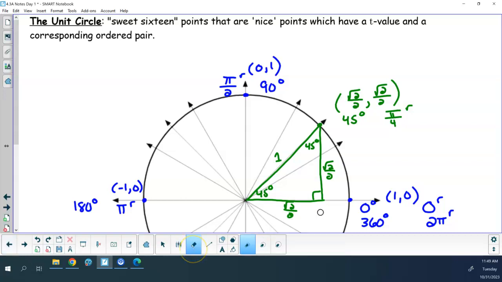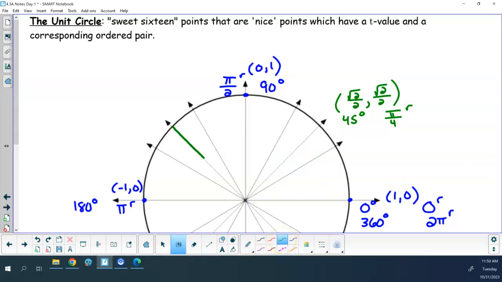So now we can go over here and we can come to this point. Now here is my 45 degree angle there. Right angle here. 1 there. Square root of 2. Square root of 2. What would the coordinates of that point be? Because we're going in the negative direction for our x.